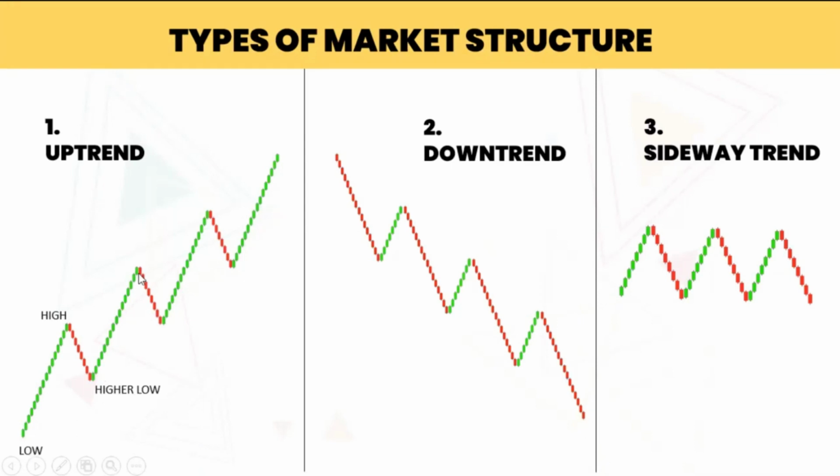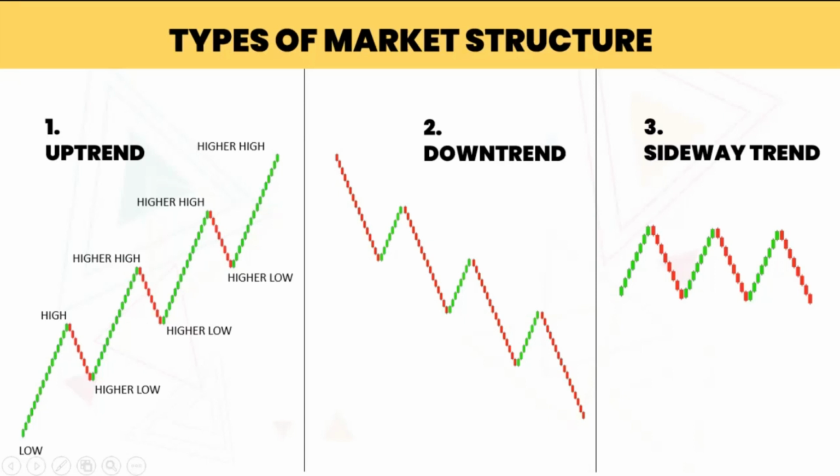Then the market moves up again to a price that is higher than this previous high, so it's called a higher high. You understand? And it comes down to a higher low, goes up to a higher high, and then it comes down again to a higher low, and it continues up to a higher high. So this is a structure of an uptrending market.